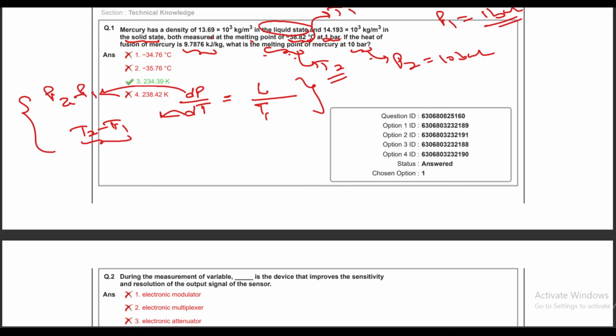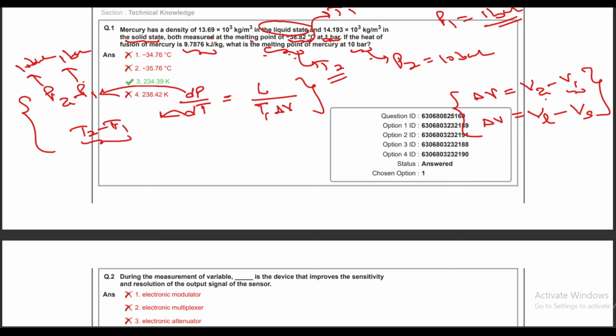So this is P2 minus P1, where P1 is the pressure which is 1 bar, and P2 is the pressure that is 10 bar. Clear? And this is the Clausius-Clapeyron equation, dP over dT is equal to L over T1 into change in volume. There is a fusion process: solid mercury is converted into liquid mercury, so you can say the change in volume is V2 minus V1. V2 is your final state and V1 is your initial state, and the final state is liquid. You can also take V2 as VL and V1 as VS. Clear?